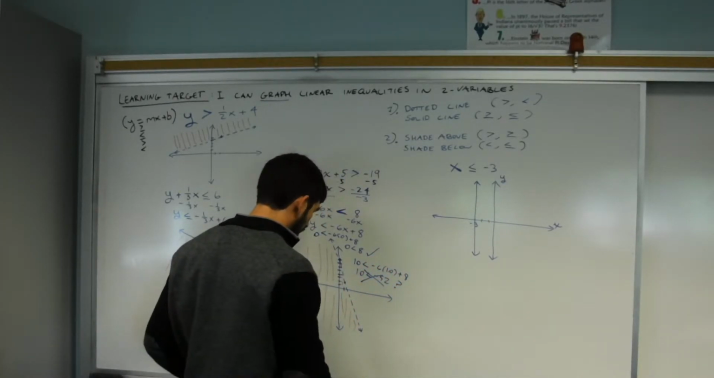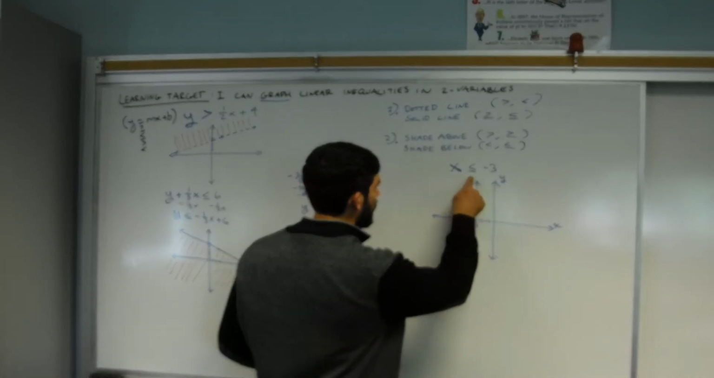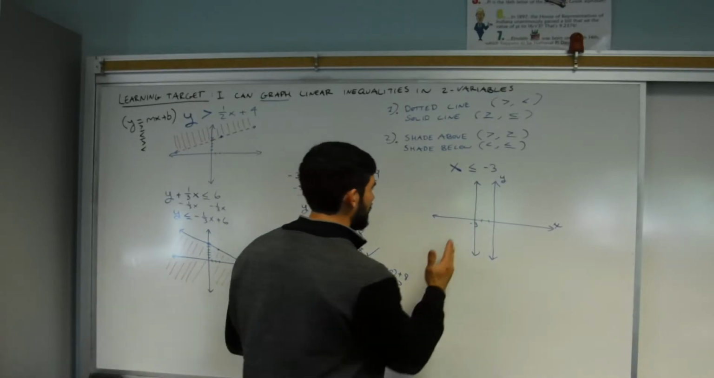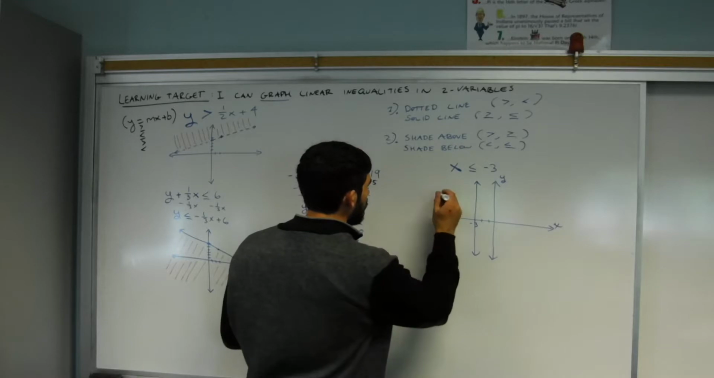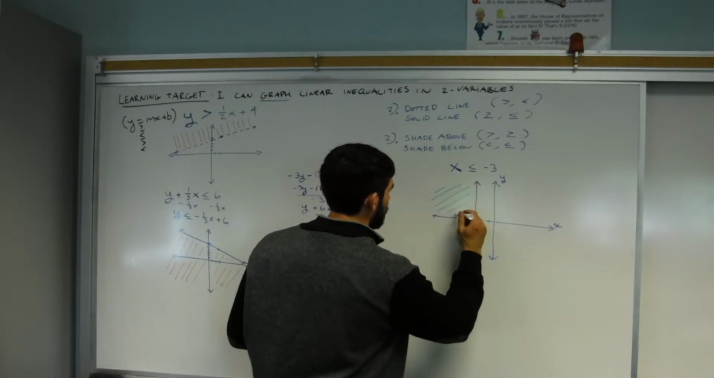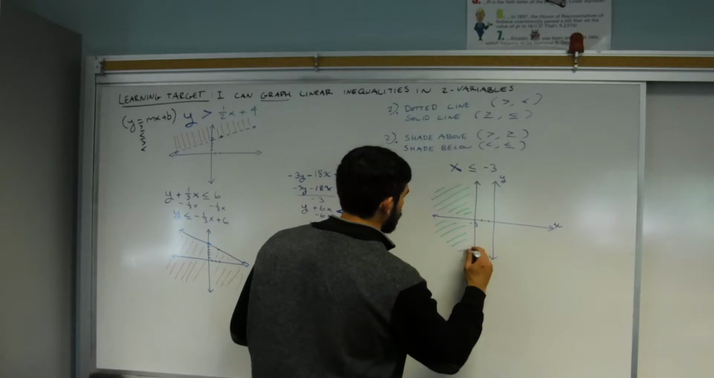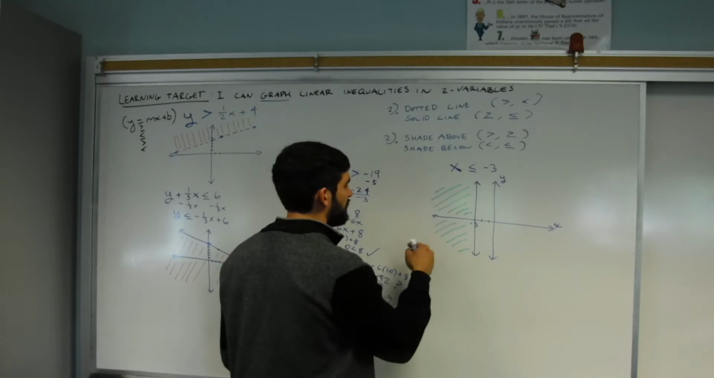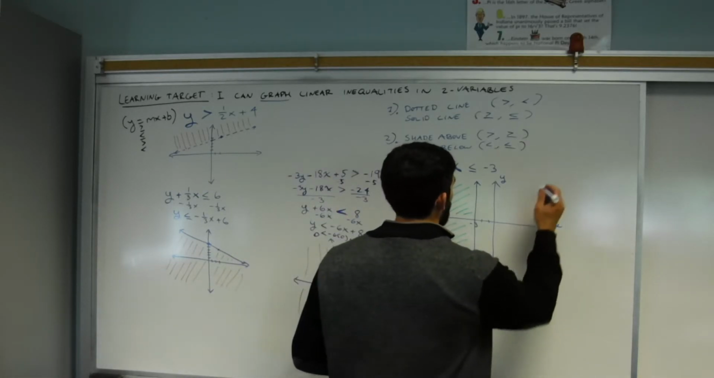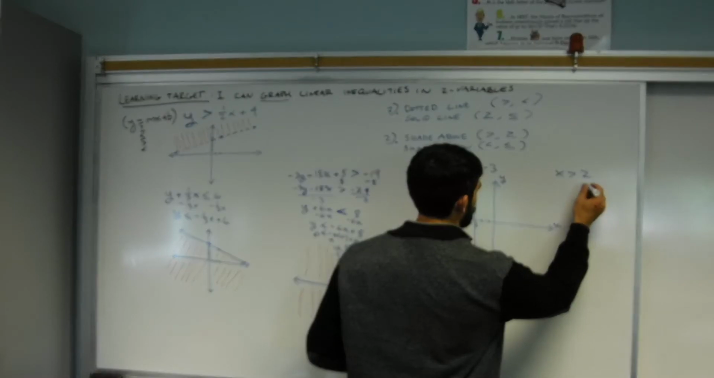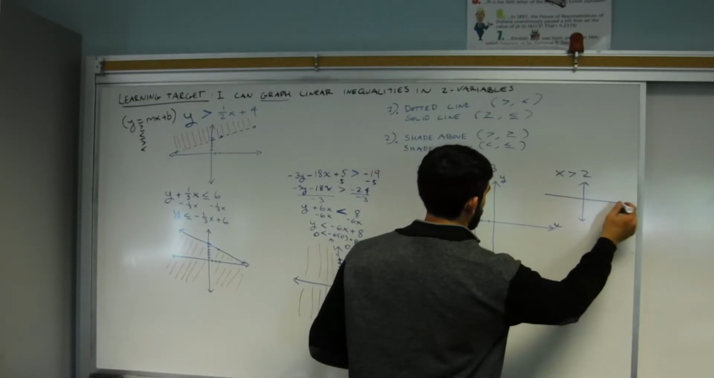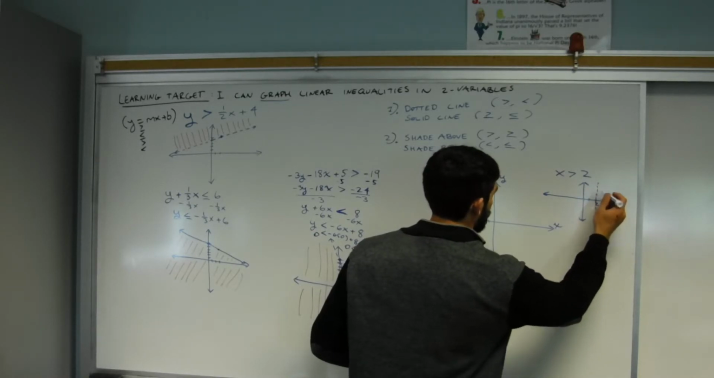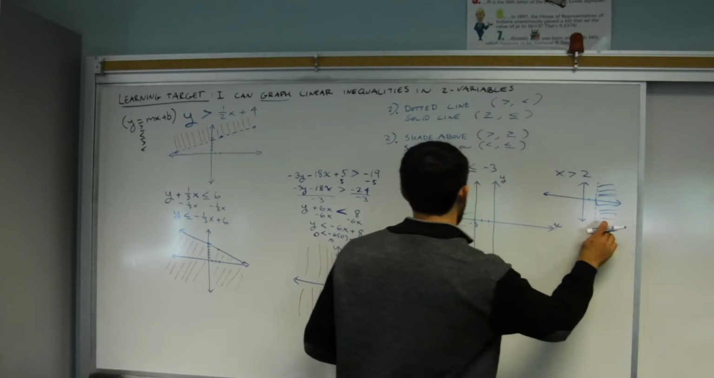But if we look at our number line, we have x is less than or equal to negative 3. So that means that no matter what y is, we're going to shade in all the x values that are less than or equal to negative 3. So we'd shade to the left. And if we had, say, x is greater than 2, it would be the other way around. This is just going to be a really small, quick graph, but we would shade in to the right.